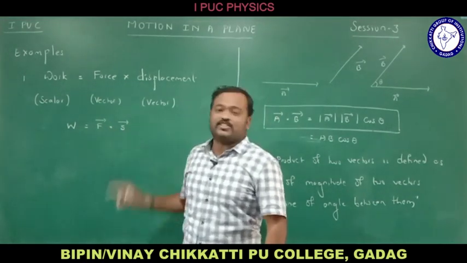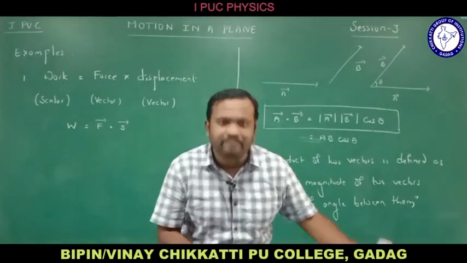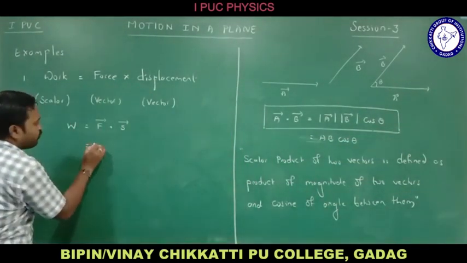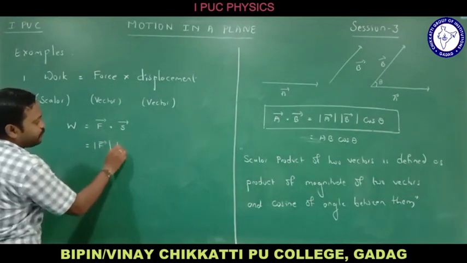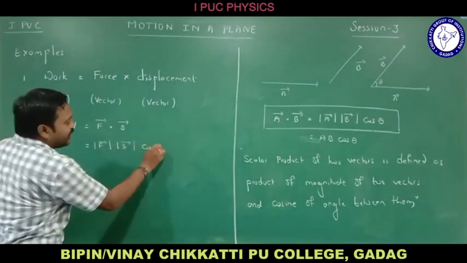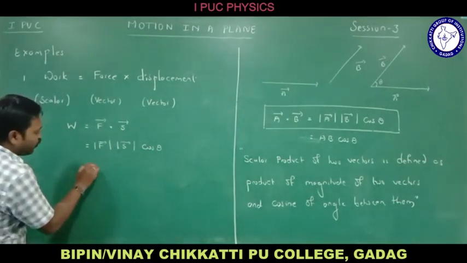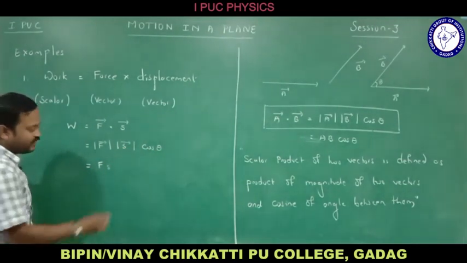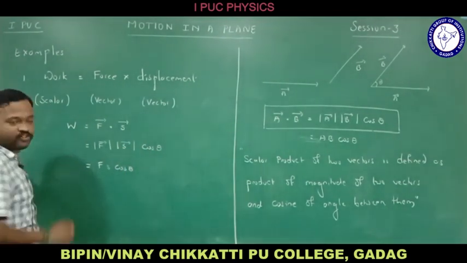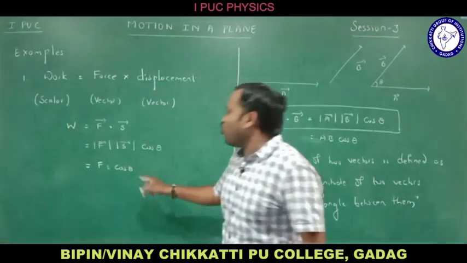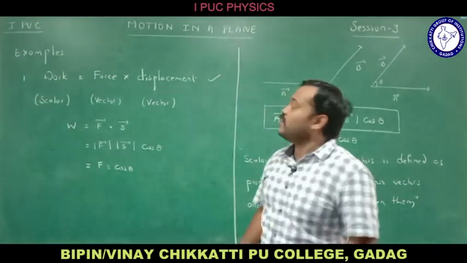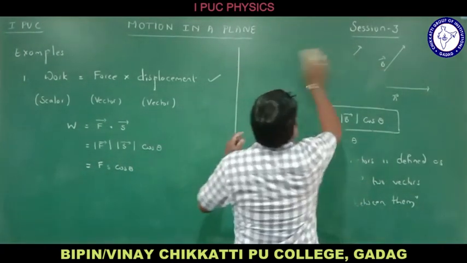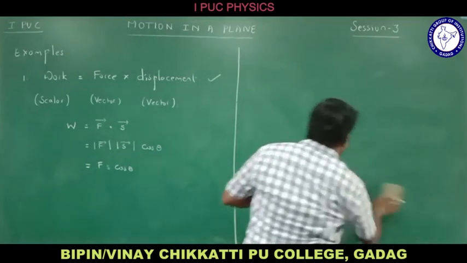F dot S. You know what is the formula for A dot B? Modulus of A, modulus of B, cos theta. Let me write it. What is the formula for F dot S? The formula is modulus of F, modulus of S, cos theta. What is modulus of F? That is F itself. Modulus of S vector, that is the magnitude. So what do I get? W is equal to F S cos theta. So this is one example for a scalar product. Let me take another example for scalar product.